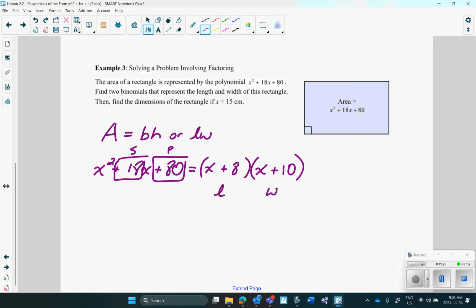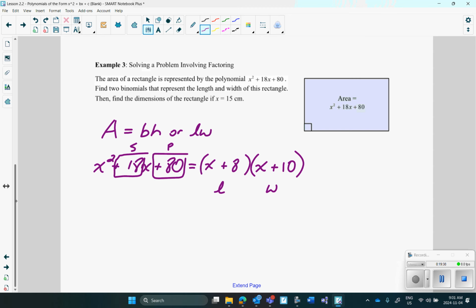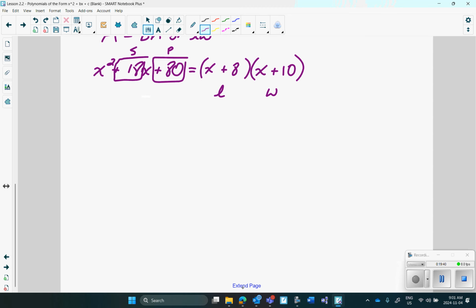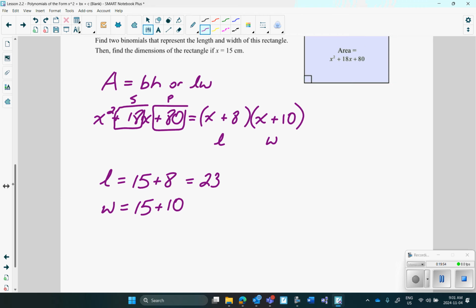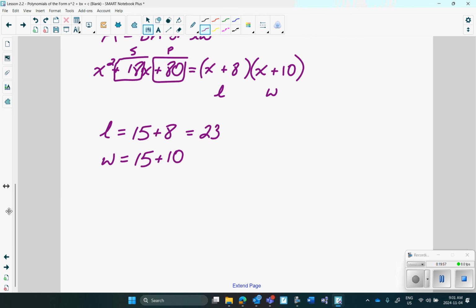So I haven't finished the question yet. If I've called x plus 8 the length and x plus 10 the width, and I'm told that x is 15, I actually have to find it. So the length is going to be 15 plus 8. And the width is going to be 15 plus 10. Do I have units here? Yeah, centimeters. 23 centimeters and 25 centimeters.